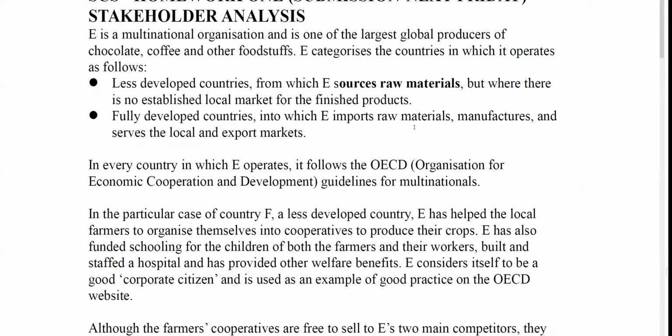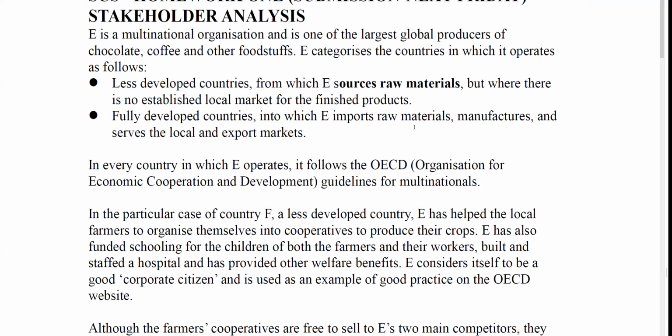Stakeholder analysis. E is a multinational organization and is one of the largest global producers of chocolate, coffee, and other foodstuffs. E categorizes the countries in which it operates as follows. 1. Less developed countries, from which E sources raw materials, but where there is no established local market for the finished products. Category 2, fully developed countries, into which E imports raw materials, manufactures and serves the local and export markets. In every country in which E operates, it follows the Organization for Economic Cooperation and Development guidelines for multinationals.